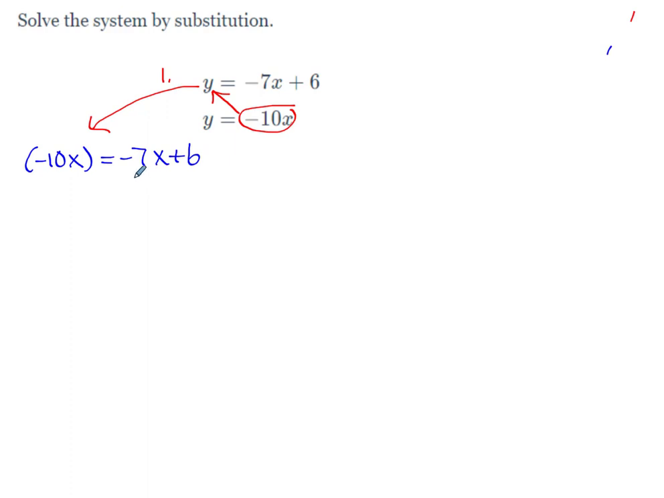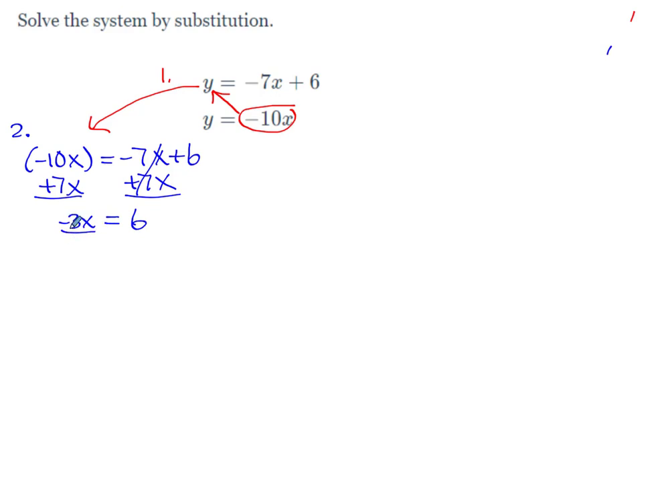I've got x terms on both sides. So my first step is I would add 7x on both sides. That would allow me to move all the x terms to the left side. This will cancel, and the only thing that remains on the right is 6. On the left, negative 10x plus 7x is negative 3x. So that's step number two, where we isolate the variable over here.